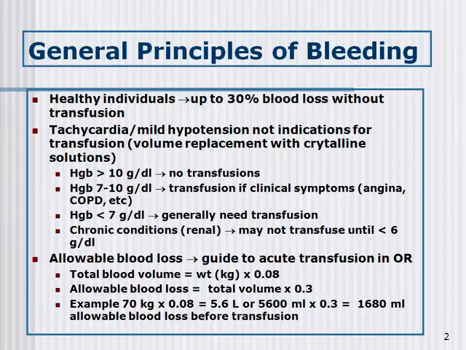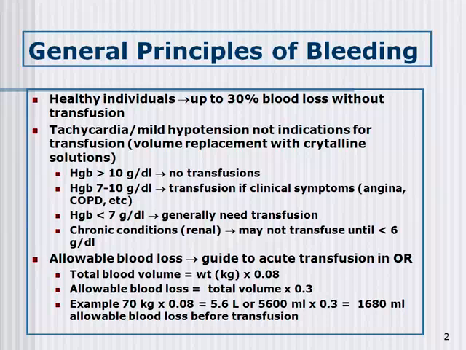One point on this slide is there is a way of estimating allowable blood loss. This is typically done in the surgical setting, but it allows one to decide, does the patient need to be transfused? We estimate total blood volume based on the patient's weight in kilograms. Typically multiply that by 0.08, and that gives you your total blood volume. The allowable blood loss then is 30% of that.